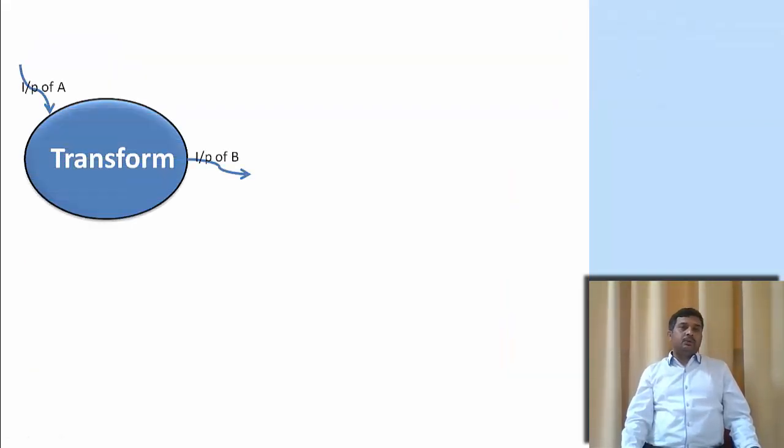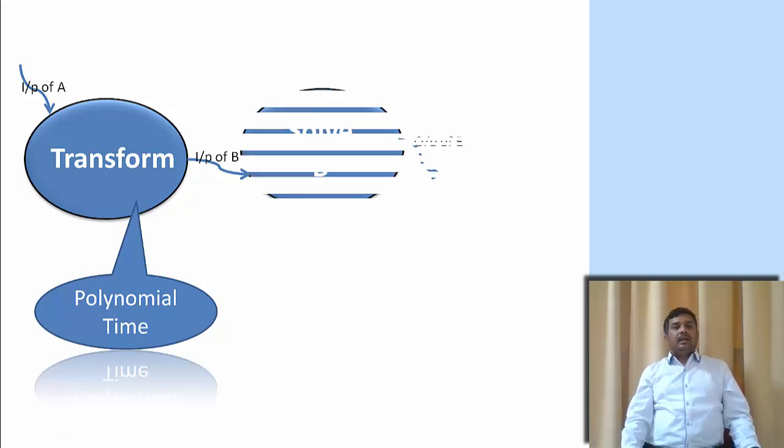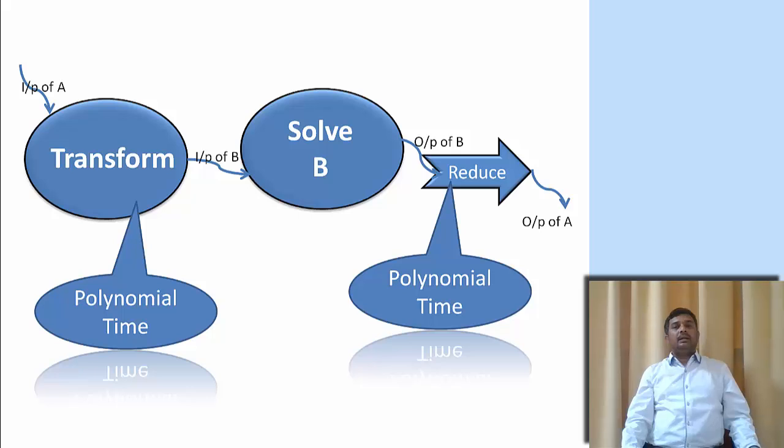So what we are going to do: if the input for A is known to me, then I'll transform this to the input of B. This transformation is supposed to be in polynomial time. Now I know the input of B and I know how to solve B, so I'll solve B in polynomial time. I'll get the output of B. Then I'll reduce the output of B to the output of A. This reduction is also supposed to take polynomial time.